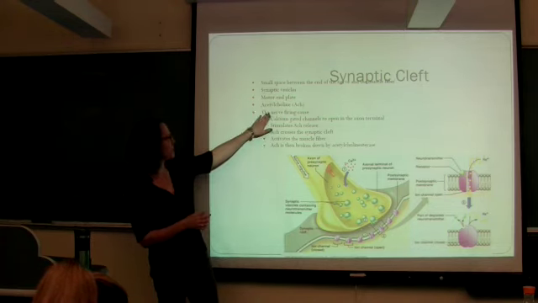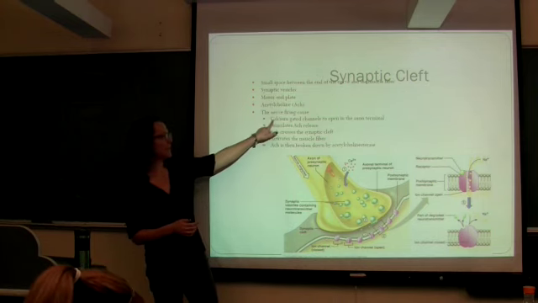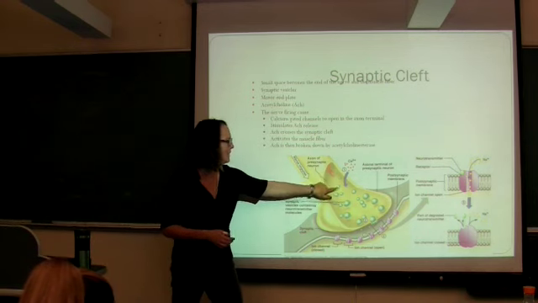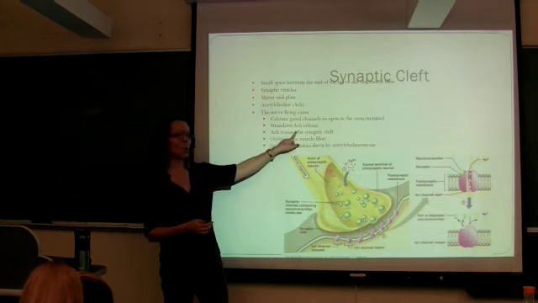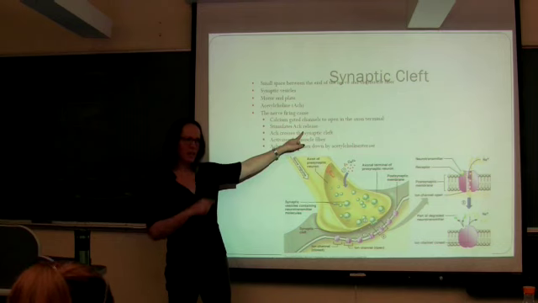Okay, and I have the steps right here. So the action potential coming down the nerve will release calcium from little vesicles stored at the end of the nerve. That calcium triggers the release of acetylcholine. Is this ringing a bell, guys? Okay, yes?